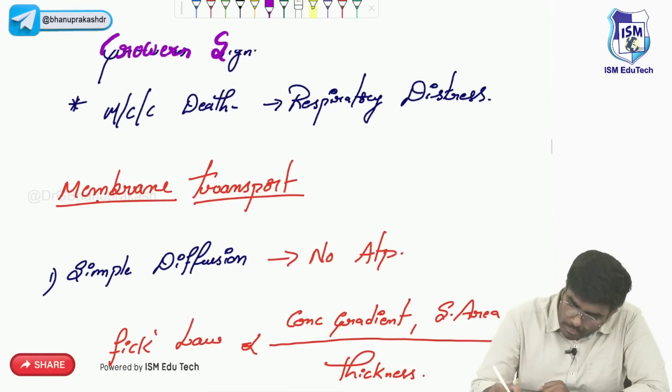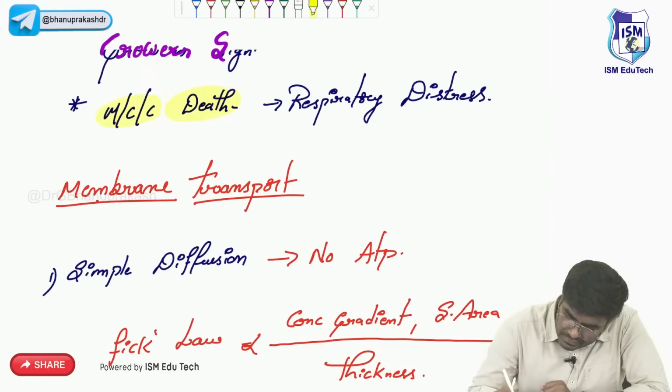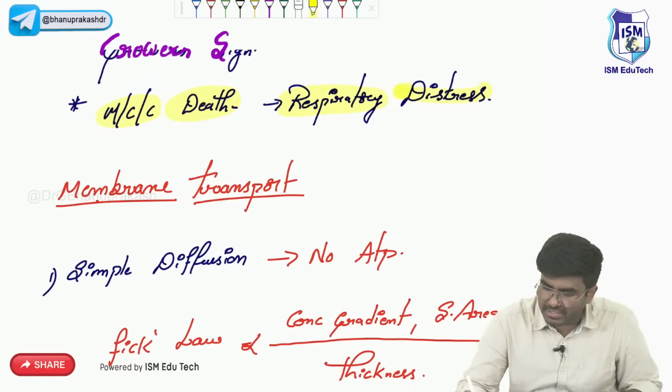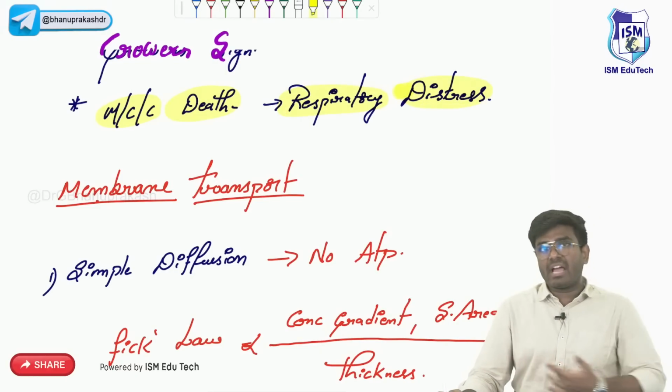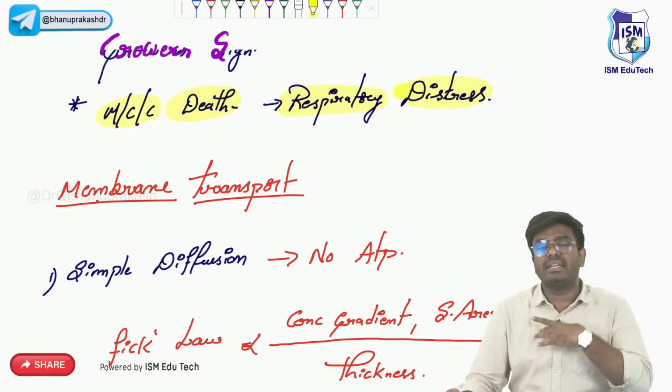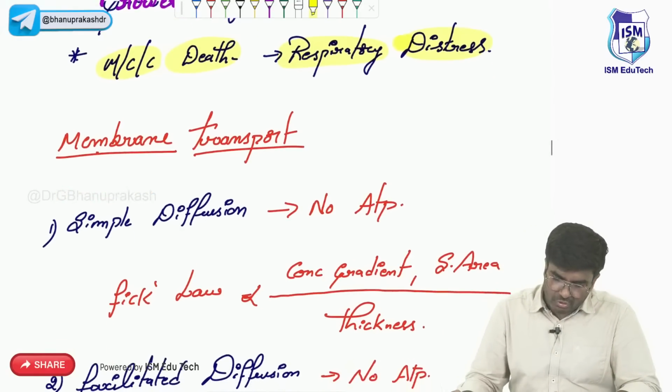Okay, and what is the most common cause of death? The most common cause of death in a patient suffering with Duchenne's muscular dystrophy is respiratory distress or respiratory muscle paralysis. The diaphragmatic paralysis will cause respiratory distress. That respiratory distress will cause the death in a Duchenne's muscular dystrophy patient.